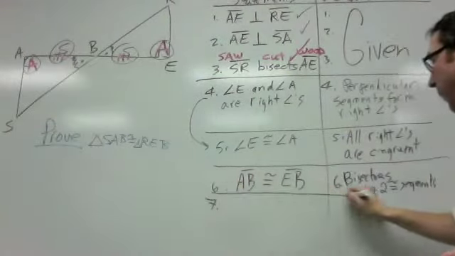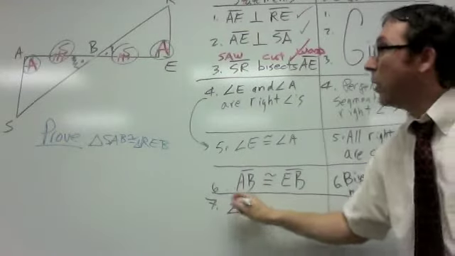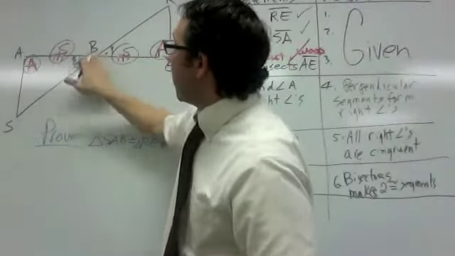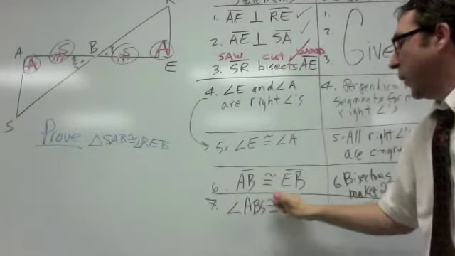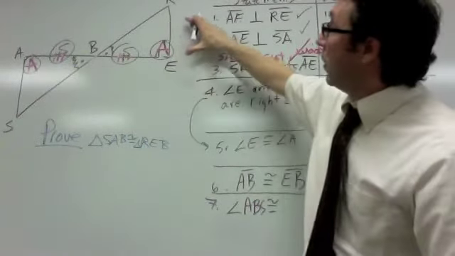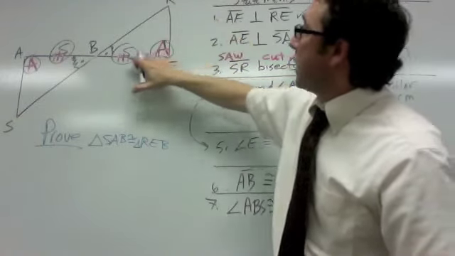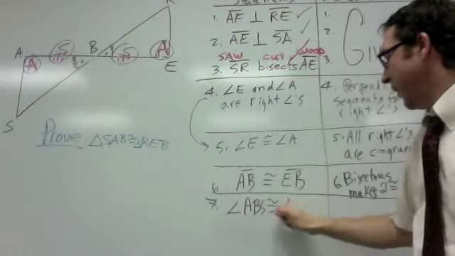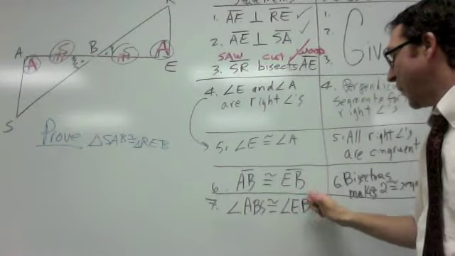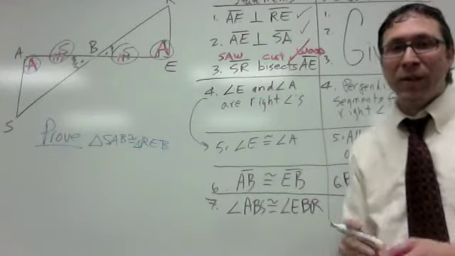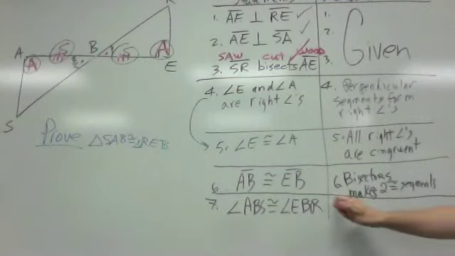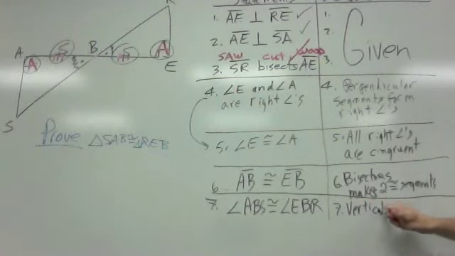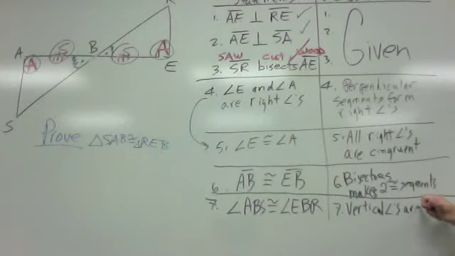I can write down that angle ABS, angle ABS, is congruent to angle EBR. You always got to be careful as a math teacher not to put down letters that spell a dirty word. So we're good there. Angle EBR. And then the reason would be because they were vertical angles. So you'd write out vertical angles are congruent.